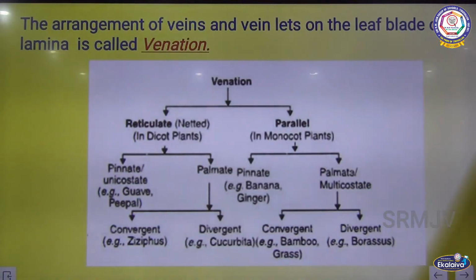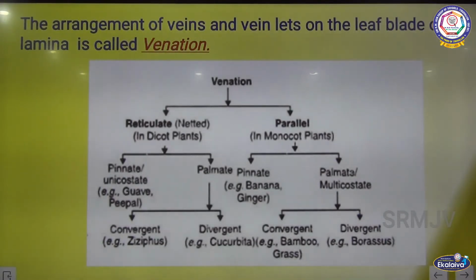Now, the arrangement of veins and veinlets on the leaf blade or lamina is called venation. There are two different forms of venation. One is reticulate. Reticulate means a netted pattern, and it is a characteristic feature of dicot plants. The other is parallel venation, where the veins run parallel to each other, and it is a characteristic feature which we see in monocot plants.